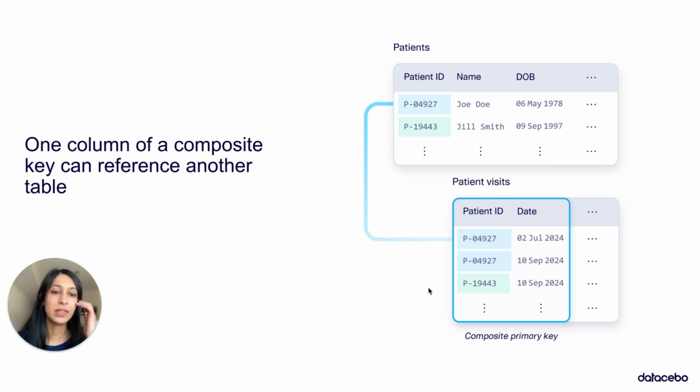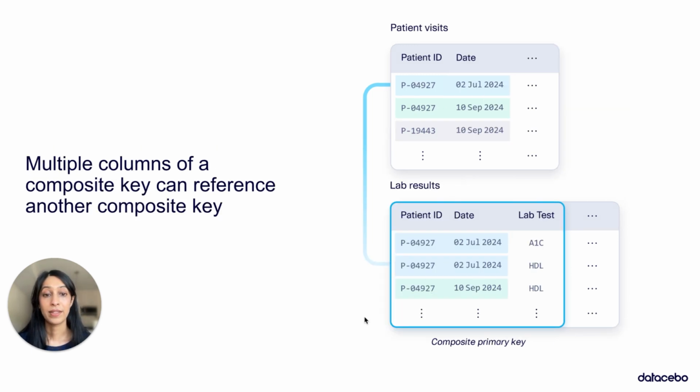So in a sense, you can think of it as an overlapping column of sorts. This patient ID column is part of a composite primary key, but it is also a foreign key. And so this concept we see is pretty common when you have composite keys in databases. The concept can also happen with multiple columns.